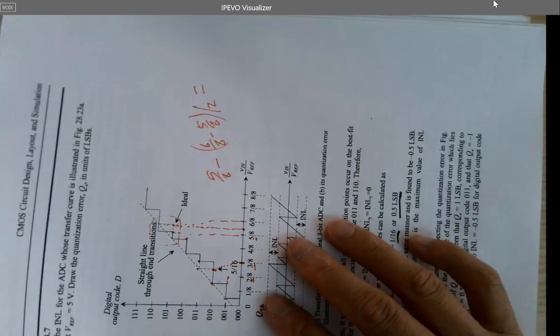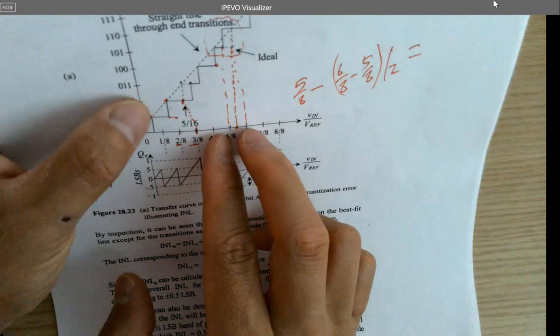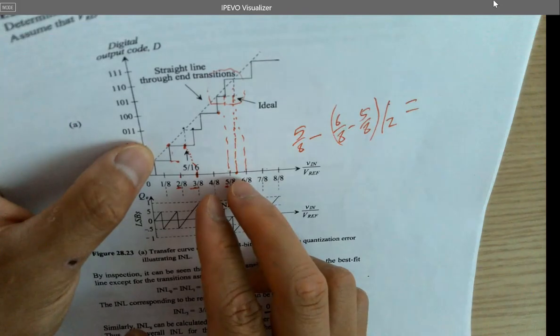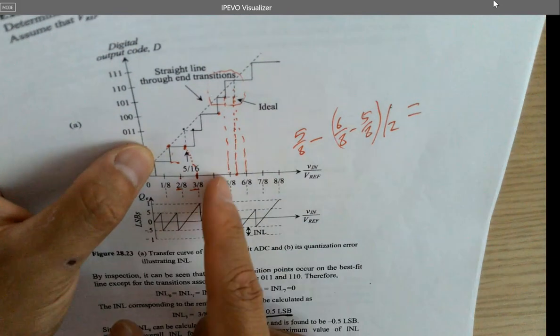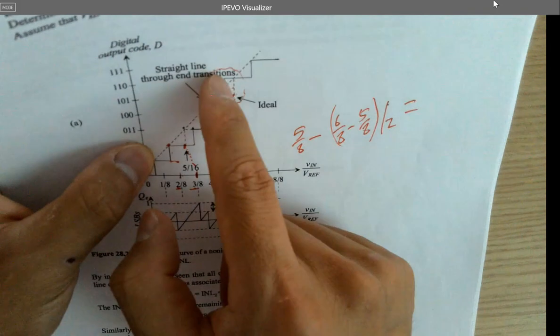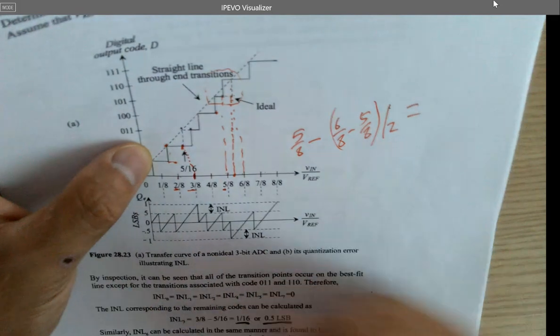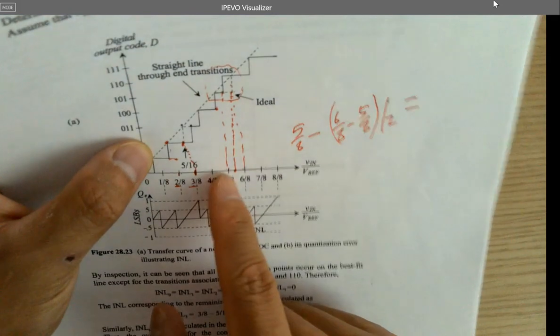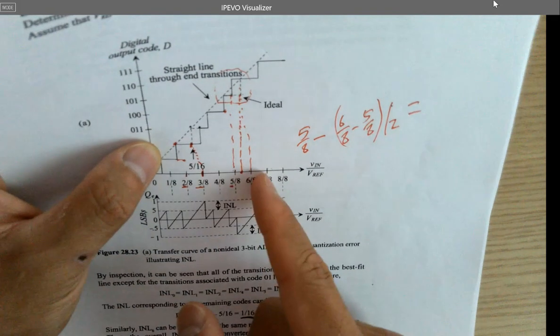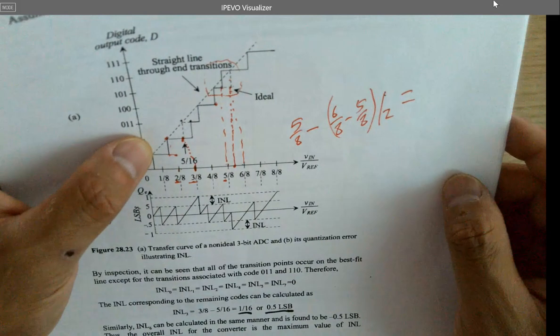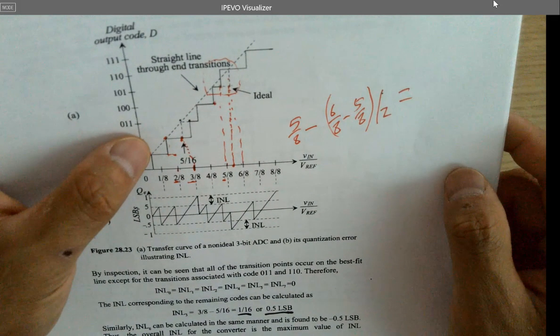The reason I rotate it is that it's easier to look at, but it's actually comparing here, or you can treat it as the left-hand side one being actual, and this is ideal, and subtract the lower value on the left, right? It's still negative 0.5 LSB. It's the same value here.